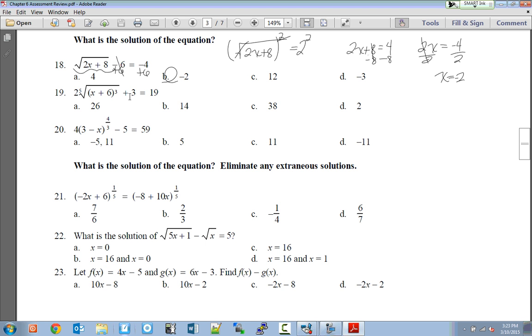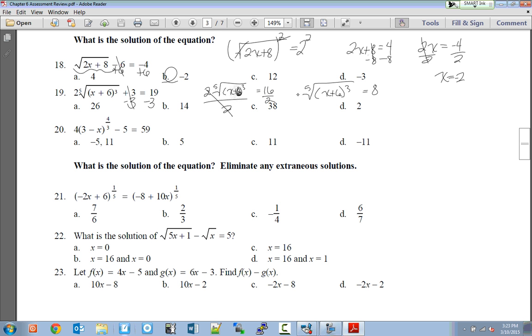Number 19, you do it the same way. We're going to subtract the 3. All right, so that gives us 2 times the fifth root of (x plus 6) cubed equals 19 minus 3, which is 16. Now we're going to divide off the 2 to get rid of the 2 in front. So now we're going to have the fifth root of (x plus 6) cubed equaling 16 divided by 2, which is 8.